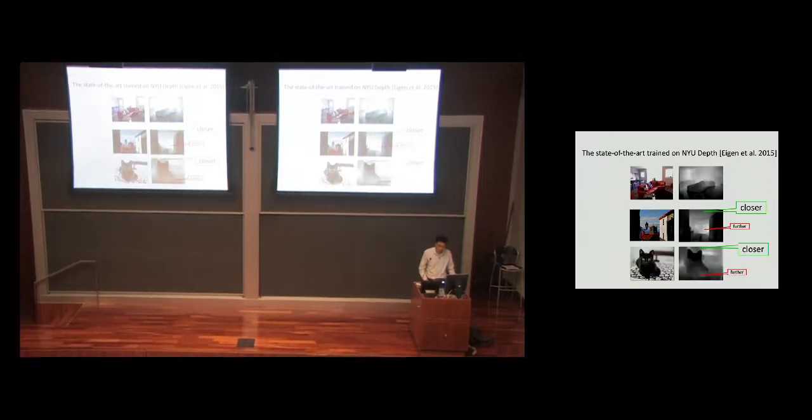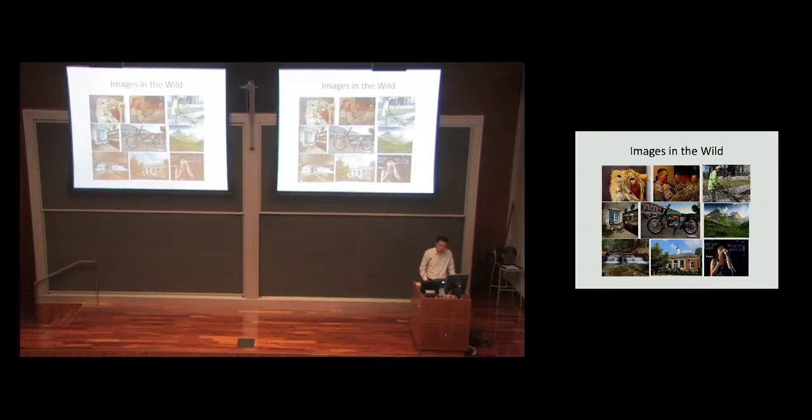Here's another example. This is an indoor example. Again, the network makes a mistake thinking that the wall in the background is actually closer than some parts of the cat, right? This is also a result of overcommitment to some priors. What we'd like to do is to make depth estimation work for images in the wild, arbitrary images, those you would typically want to do object detection on, for example.